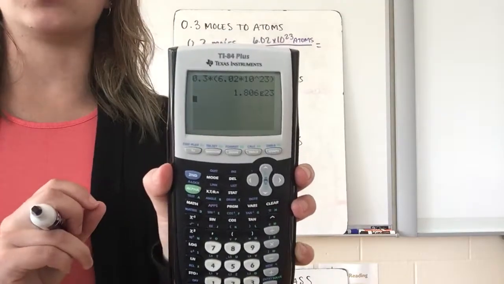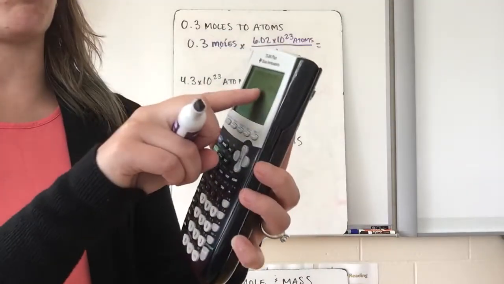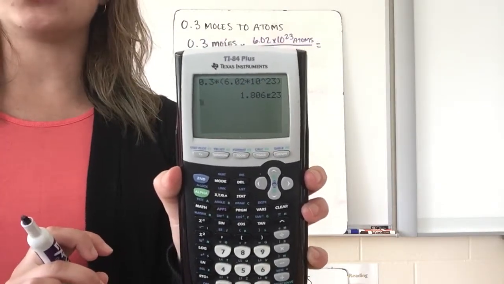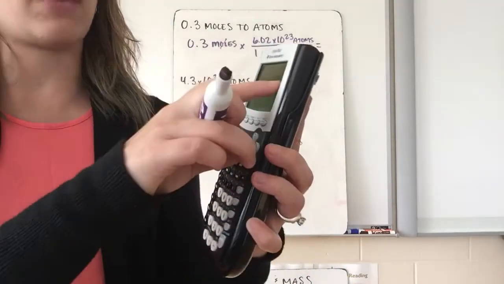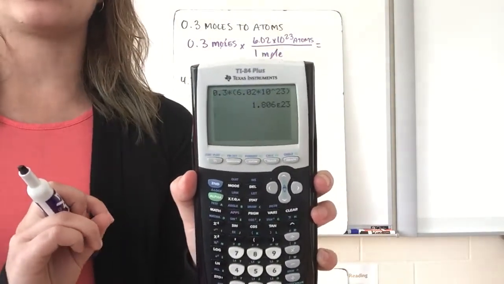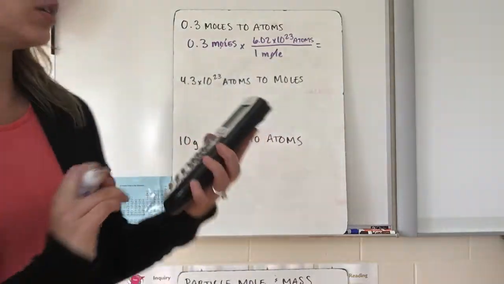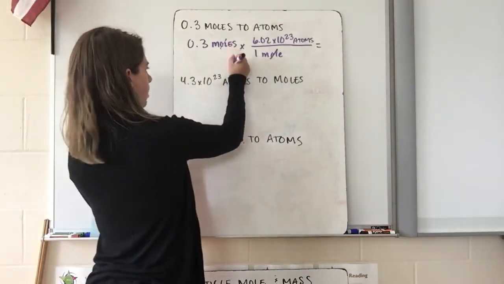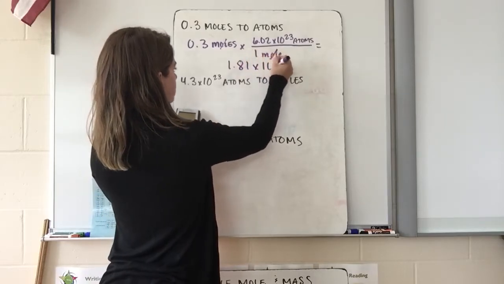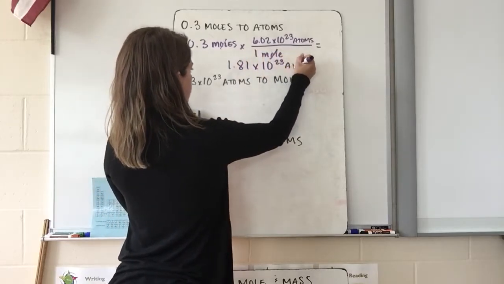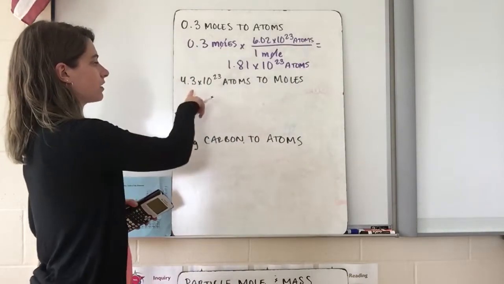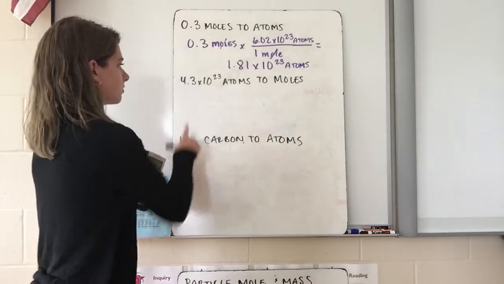Okay, and then that's what my calculator spits out at me. So I get 1.806, and then E just stands for the times 10, and then whatever comes after it is the exponent. So if it says E23, that's times 10 to the 23rd. So I'm going to write 1.81, because I'm going to round, times 10 to the 23rd atoms.